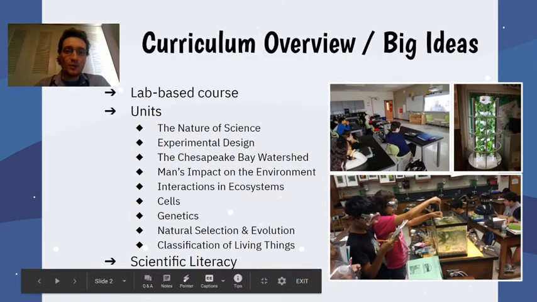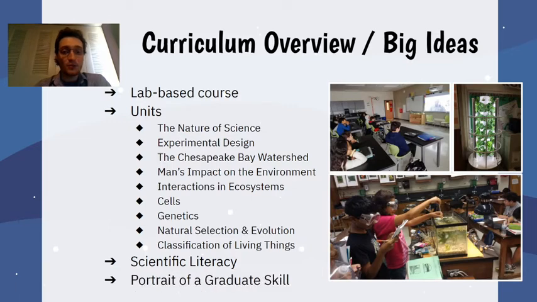First things first, a quick overview of the curriculum. There are 9 units in Life Science 7 at Rocky Run. They are the nature of science, experimental design, the Chesapeake Bay watershed, man's impact on the environment, interactions in ecosystems, cells, genetics, natural selection, evolution, and classification of living things.